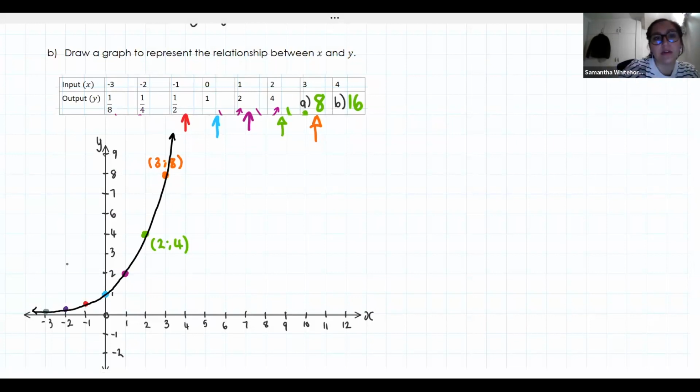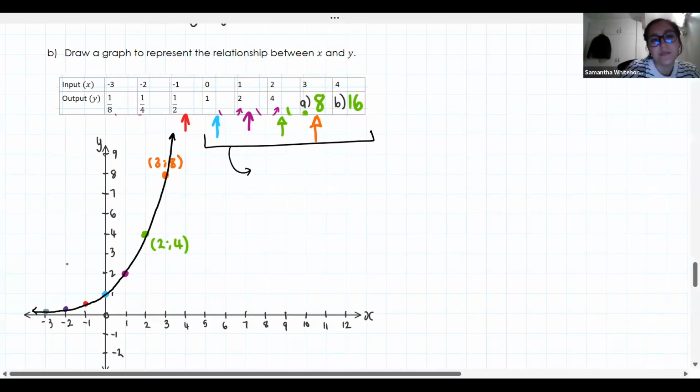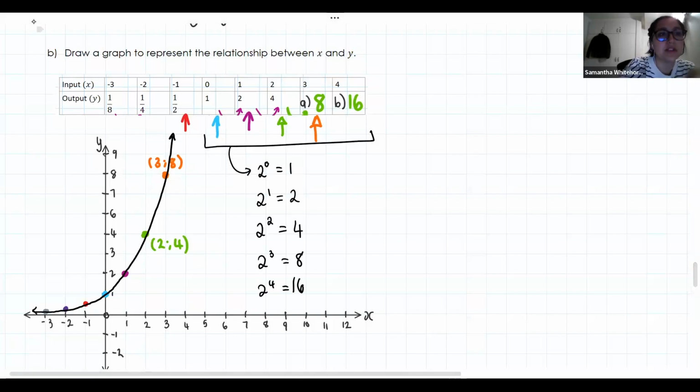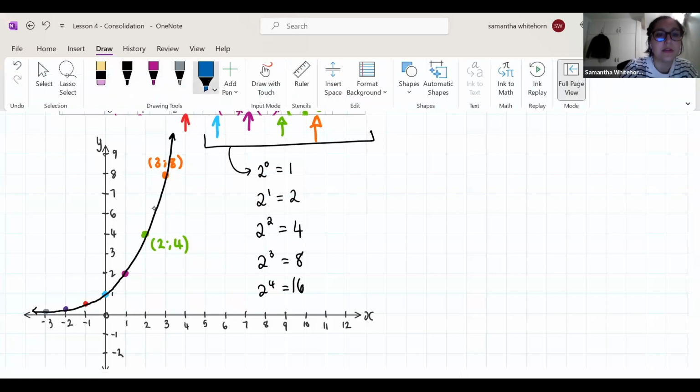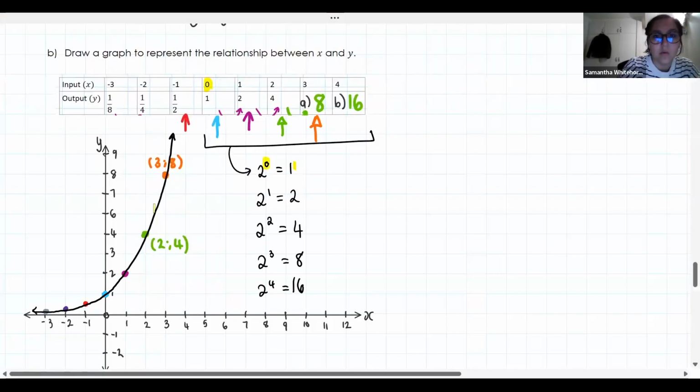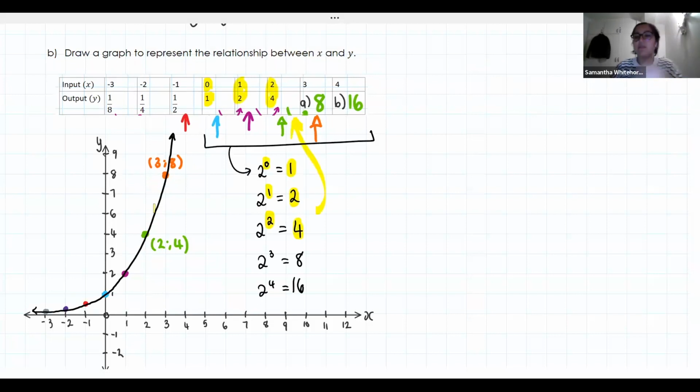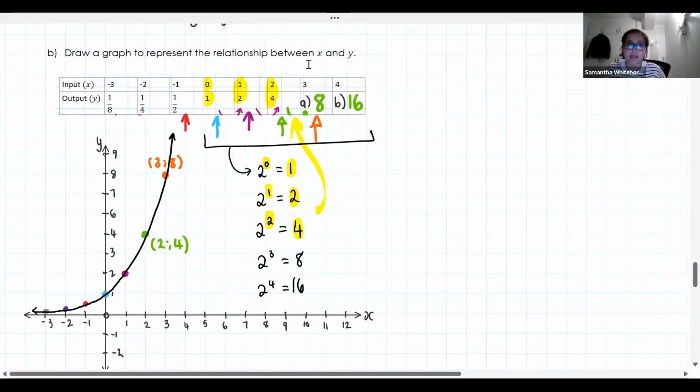And if we just think back to exponents, if I take these values over here, 2 to the power of 0 is 1. 2 to the power 1 is 2. 2 to the power 2 is 4. 2 to the power 3 is 8. 2 to the power 4 is 16. Hopefully what you're seeing is that this directly correlates to what we have in our table. 0, 1. 1, 2. 2, 4. So hopefully you're seeing that that relates to your input and output values in our table. So again, this is what we call an exponential graph. You don't have to stress about it too much. You need to be able to draw something like that.